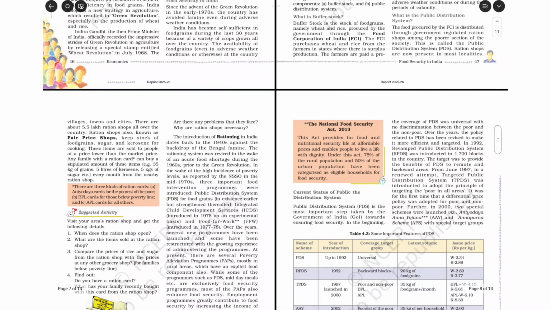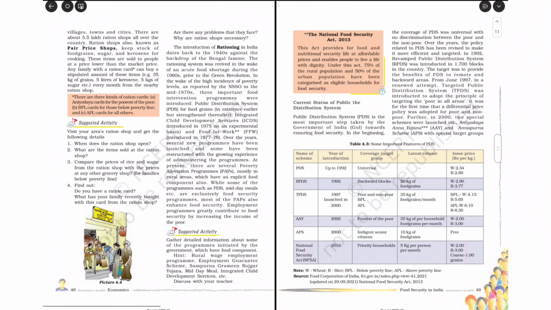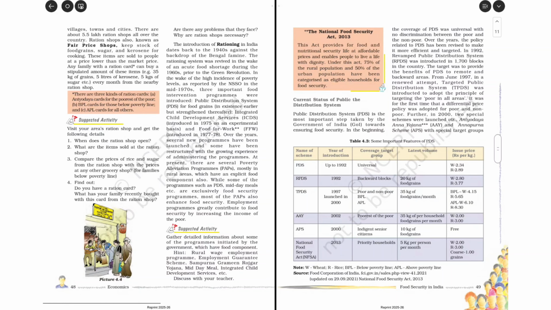Ration shops, also known as fair price shops, keep stock of food grains, sugar, and kerosene for cooking. These items are sold to people at a price lower than the market price. Any family with a ration card can buy a stipulated amount of these items, example 35 kilograms of grains, 5 liters of kerosene, 5 kilograms of sugar, etc., every month from the nearby ration shop.